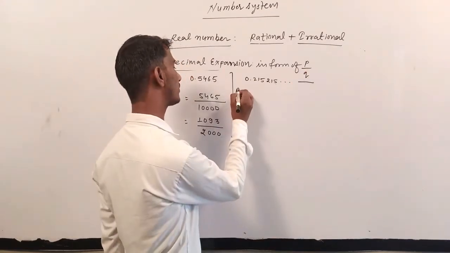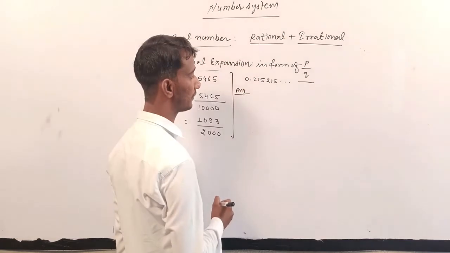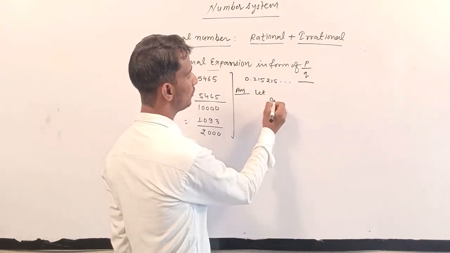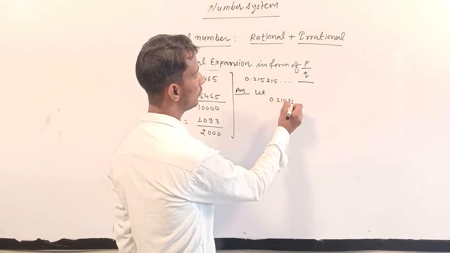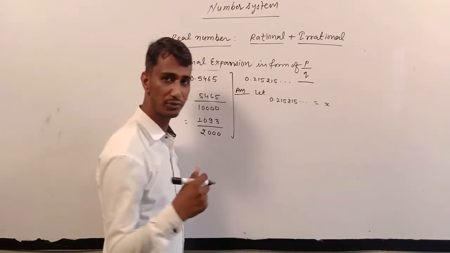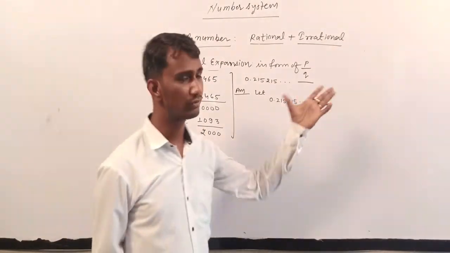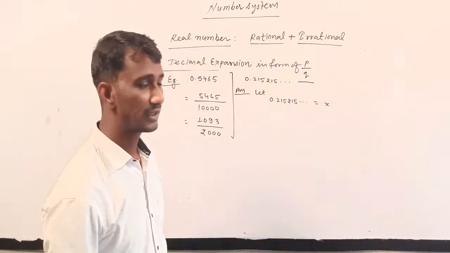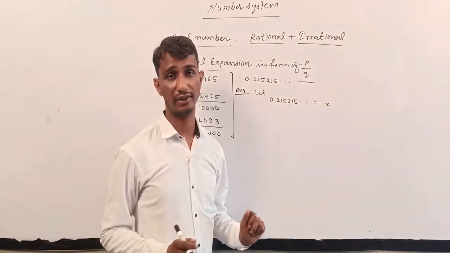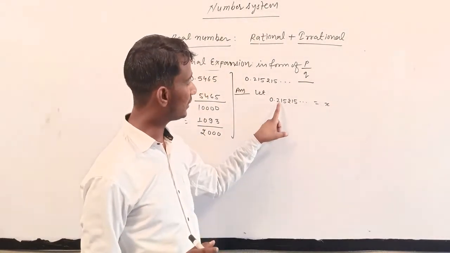So we have started our solution. Dear students, let 0.215 repeating be equal to x. We can assume, suppose that this is equal to x. Now, this concept is very important for you. How many digits are repeated? You can check here. Here 3 digits are repeated.